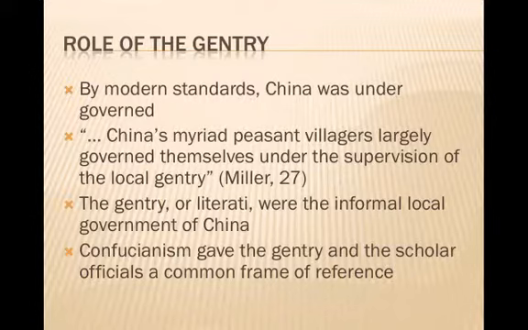Now, with the gentry or literati acting as the informal local government, this is where the Confucian heritage becomes significant. The Confucian classics gave the gentry and scholar bureaucrats a common language and sense of how things should be run, a common frame of reference. In fact, the scholar officials would basically be drawn from this group of local well-to-do people and landowners. They would be the only ones who had the time to study the Confucian classics in order to take the exams anyway. So the Confucian heritage becomes a common touchstone for these literate people.